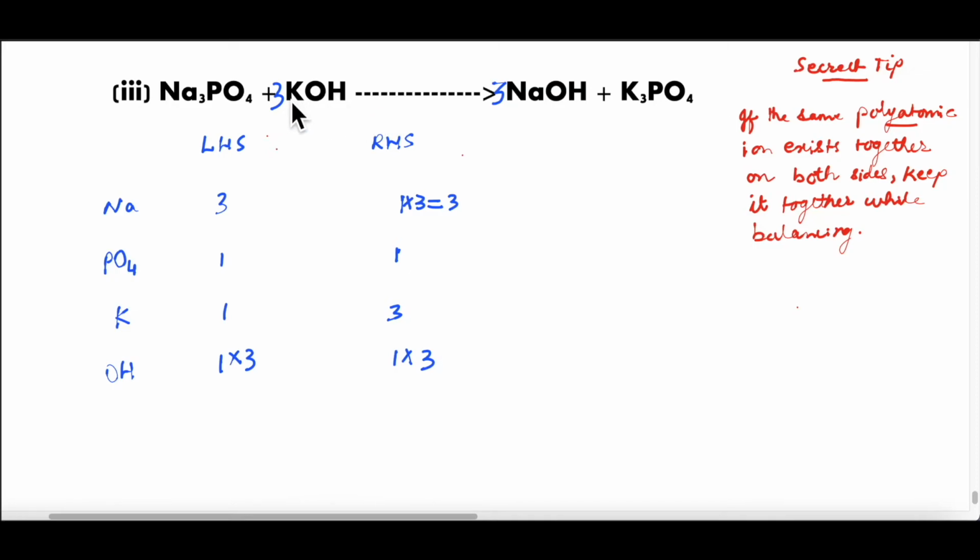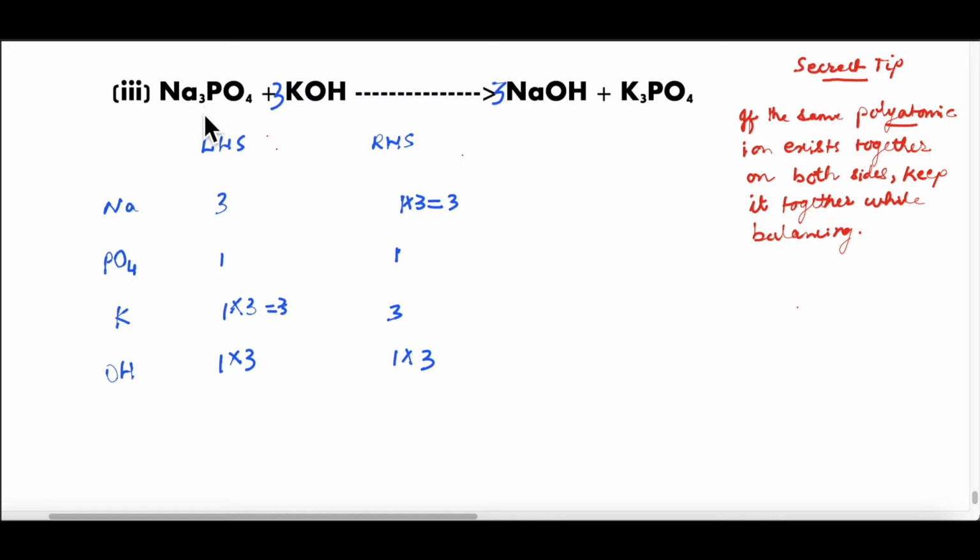Now again back to the basic step, that is we need to recheck both the sides. So we have 3 sodium atom on the reactant side, 3 sodium atom on the product side. So sodium is balanced. Then we have 1 phosphate on the reactant side and 1 phosphate on the product side. So phosphate is balanced. We have 3 hydroxide ion on the reactant side and 3 hydroxide ion on the product side. So hydroxide ion is balanced. But now the potassium has got changed. Now it has become 3 on the reactant side.